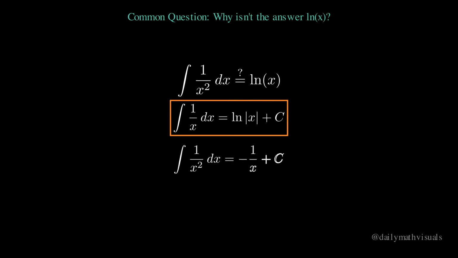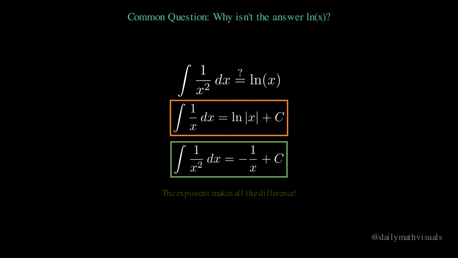Here's a question many students secretly ask. Why isn't the answer natural log of x? Some students confuse this with the integral of 1 over x, which does equal natural log of x. The integral of 1 over x equals natural log of the absolute value of x, but the integral of 1 over x squared equals negative 1 over x. These are completely different. The exponent makes all the difference. 1 over x is x to the negative 1. 1 over x squared is x to the negative 2. The power rule applies to negative 2, giving us negative 1 over x. But negative 1 is special. It gives us the logarithm.